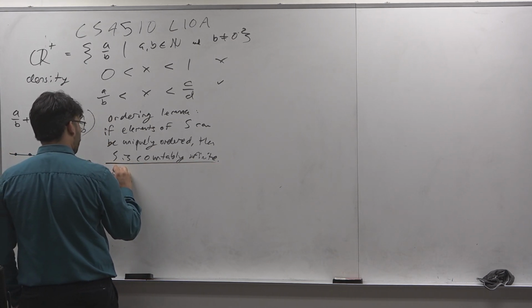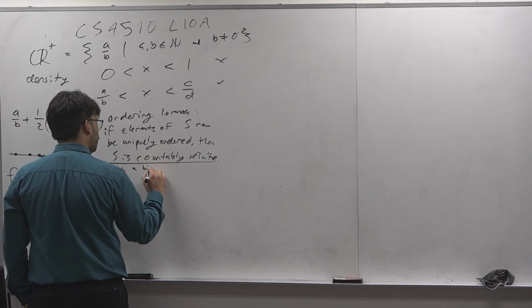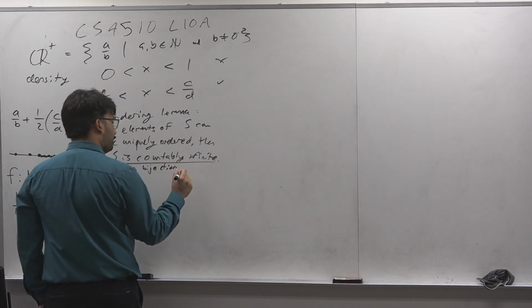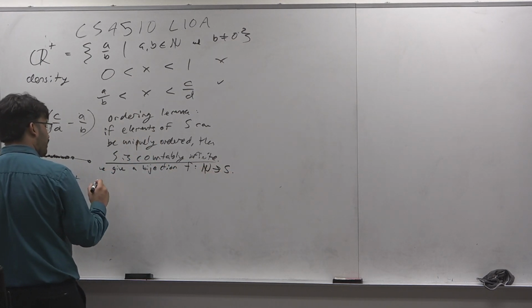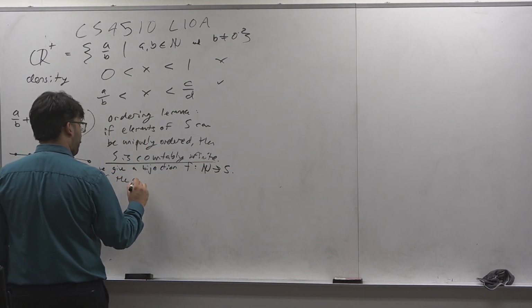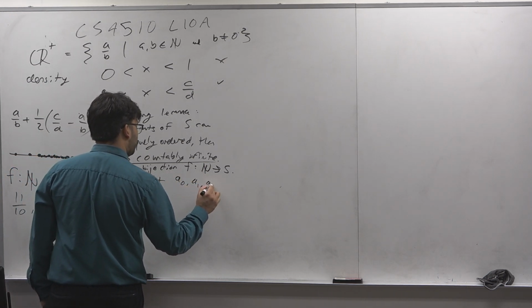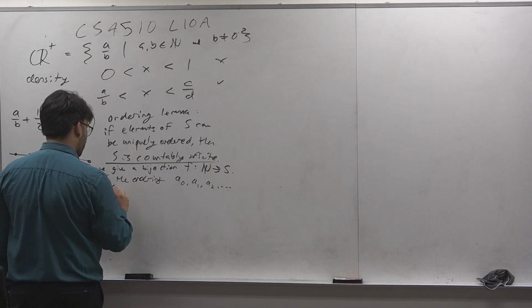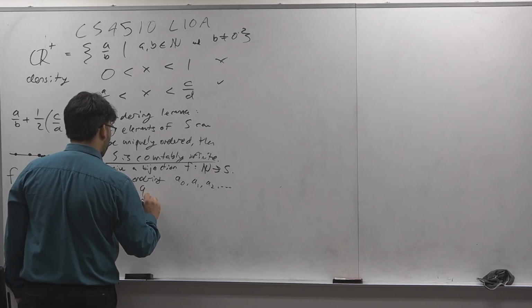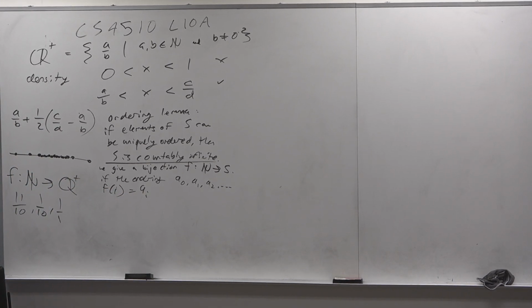We give a bijection from the naturals to the set S, right? Let the bijection, if the ordering is A0, A1, A2, those are the elements of S. Consider the bijection that just maps the integer i to the element in the ith spot, right? The injectiveness and surjectiveness will almost follow immediately.